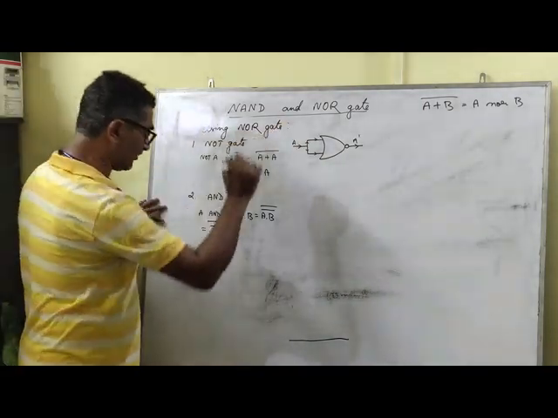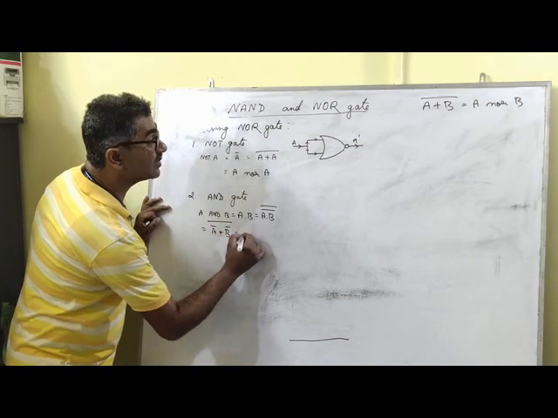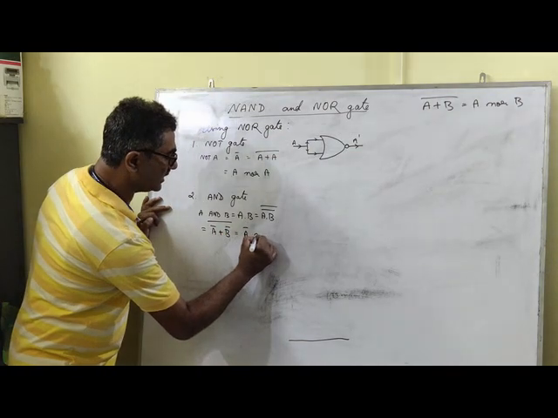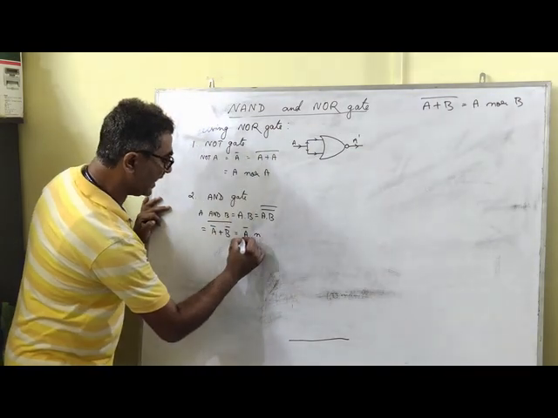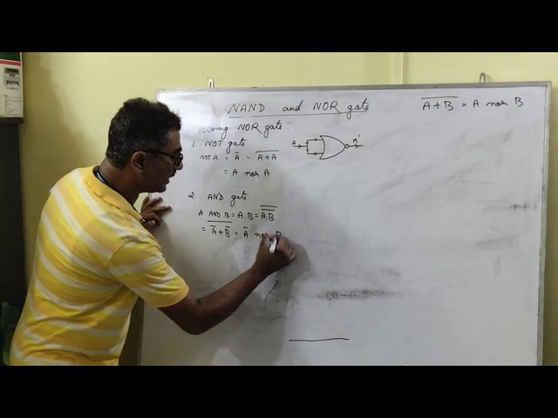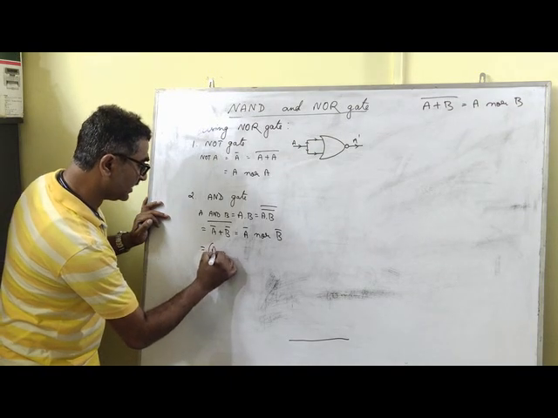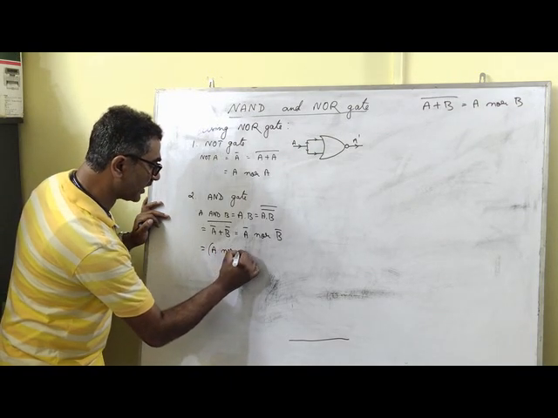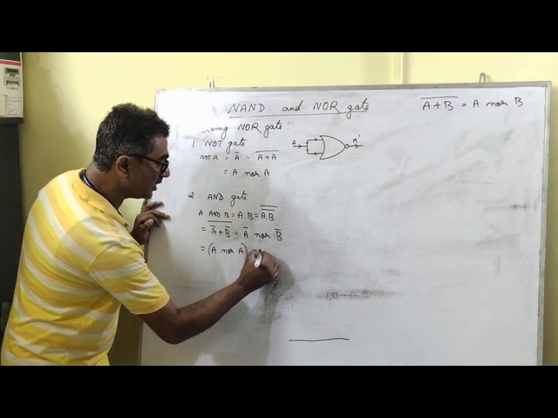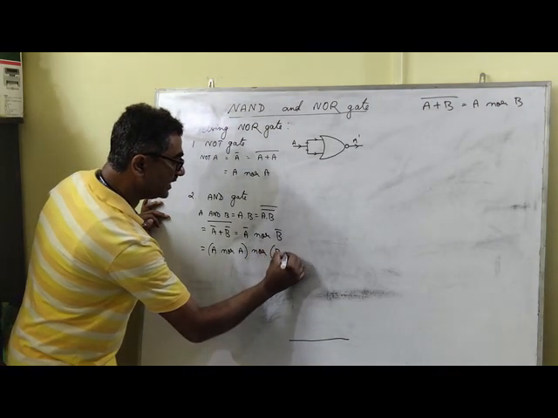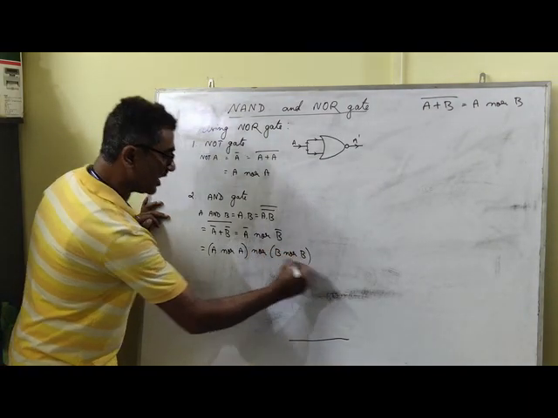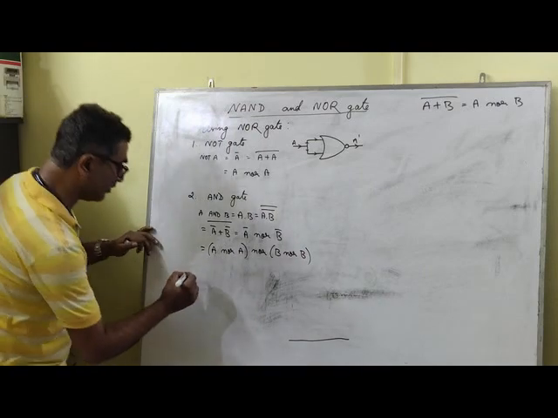Now this is exactly in that form. So we can tell this to be as A complement NOR B complement. And just now we found the value of A complement, that is A NOR A. So everything gets converted to NOR. So A NOR A NOR B NOR B. Now if we try drawing the logic circuit, what do we get?